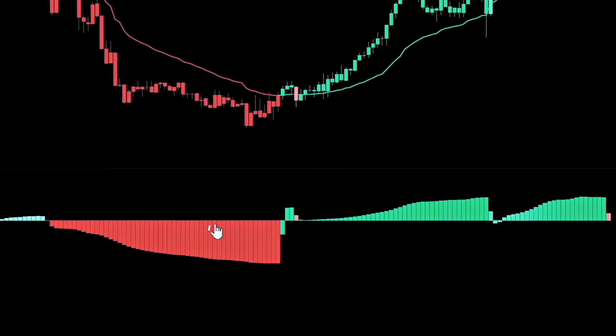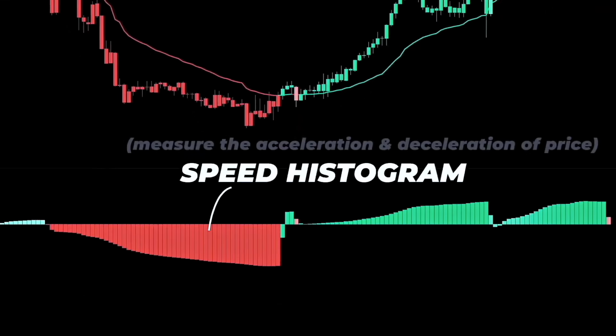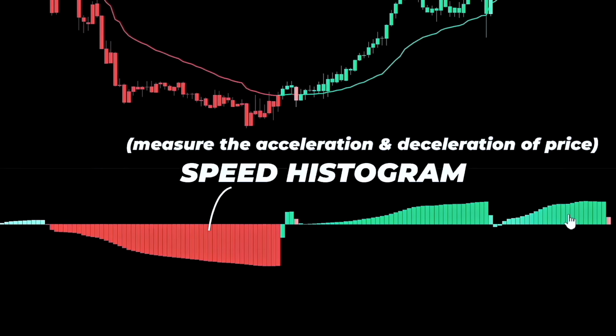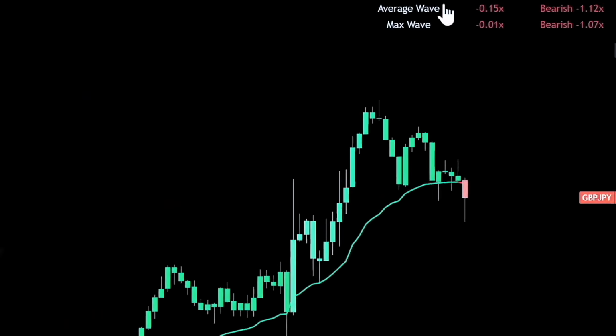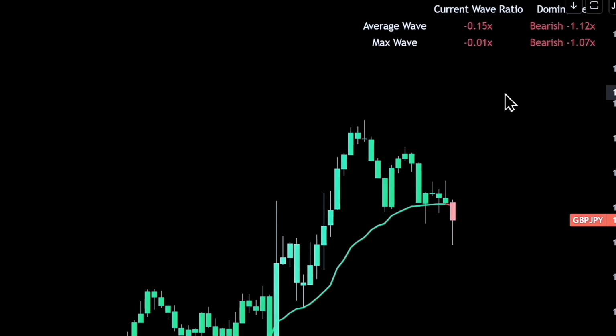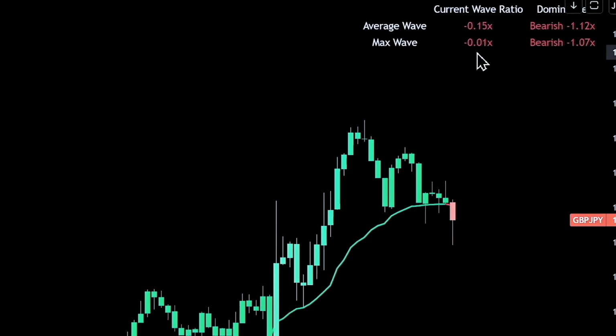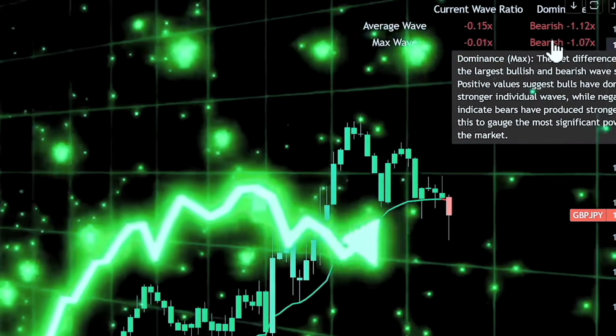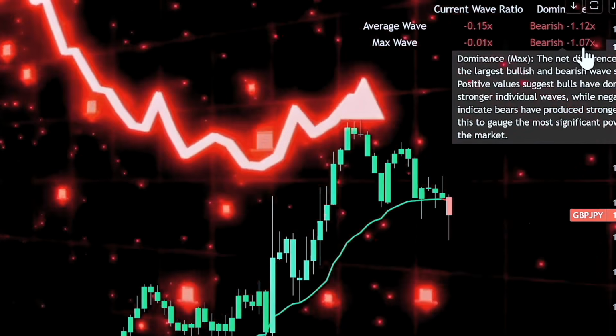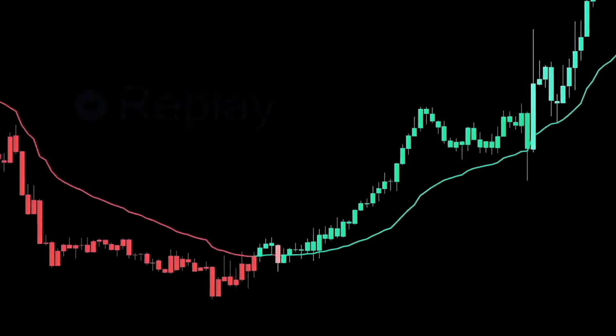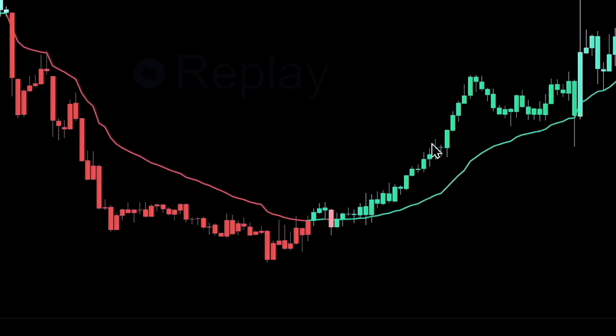At the bottom, you'll see the speed histogram, the heart of the indicator, tracking price acceleration and deceleration. Then there's an optional info table you can toggle on or off, comparing current market waves to historical patterns. It shows average and max wave sizes, a current wave ratio, let's say over 1 means the trend's picking up steam, and dominance, positive for bulls, negative for bears. You can also color-code candles based on the trend for a visual boost.